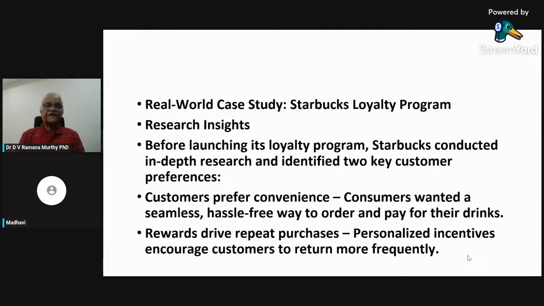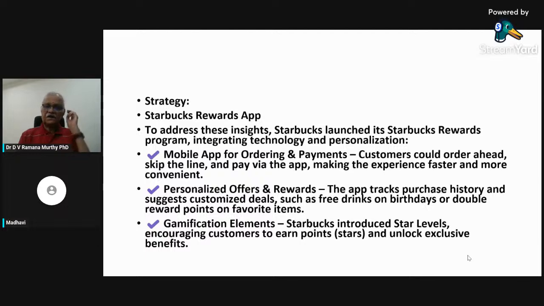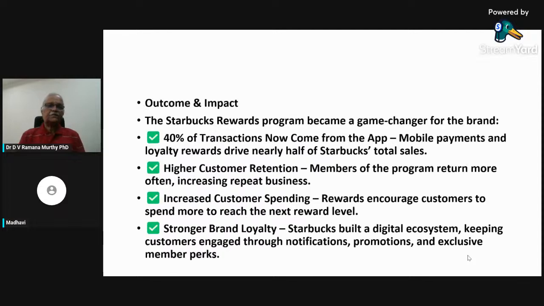Next, of course, is the real world case study of the Starbucks loyalty program. I have already given you the details. These are all for group discussions. Mind it, you can have a clear view of that when I share the PPT with you. Again, I'll come on to this other campaign, the Starbucks loyalty program.